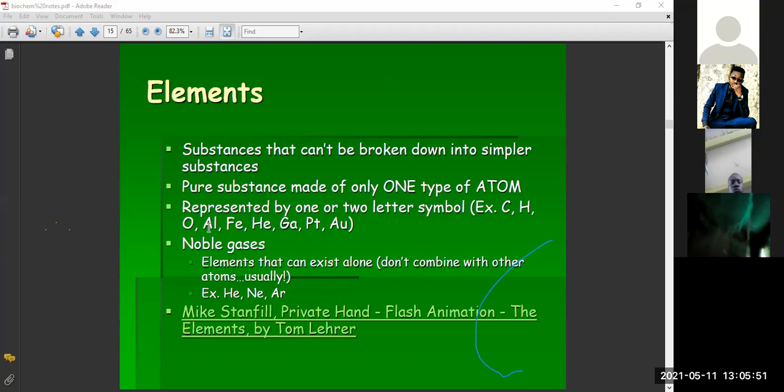Okay, so noble gases are elements that can exist alone. They don't combine with other atoms. The examples of noble gases here are these. Again, I'll need a few volunteers to tell me what these are. So we have He. Helium. Okay, then Ne. Neon. And the last one, Ar. Argon. Thank you. So we proceed.